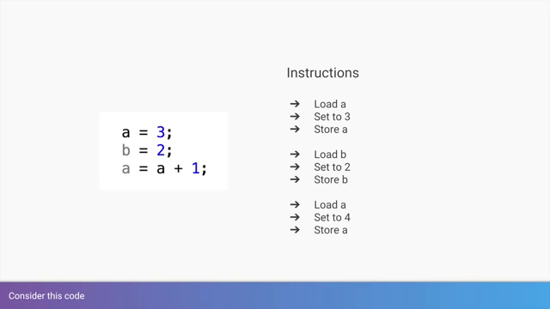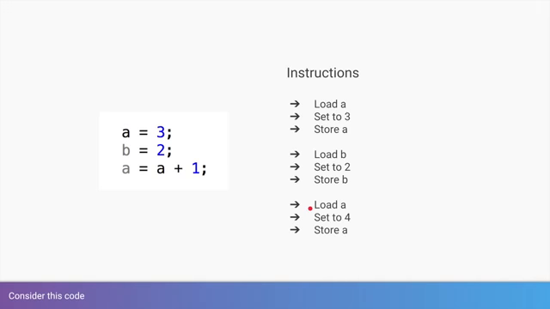Here we have a very small snippet of code: a equal to 3, b equal to 2, and a is incremented by 1. If you convert it, it might look something like this. It will say load a from main memory, set it to 3, store it back. Load b, set it to 2, store it back, and so on and so forth. But if you observe closely, we are loading a twice.